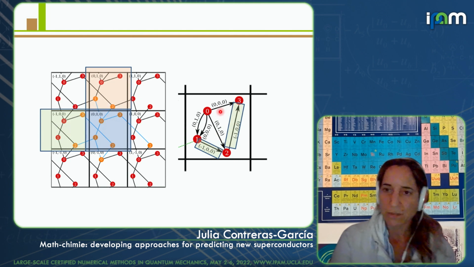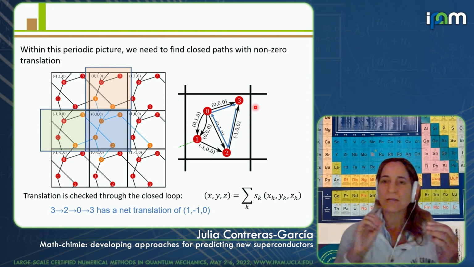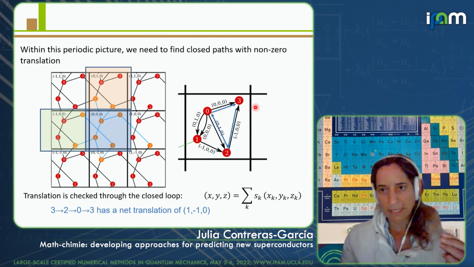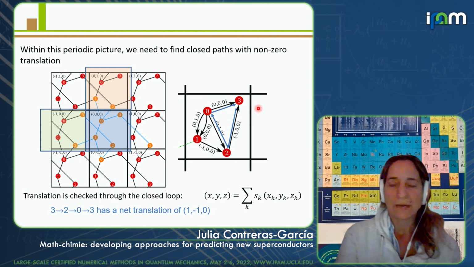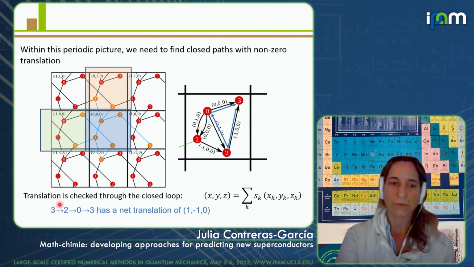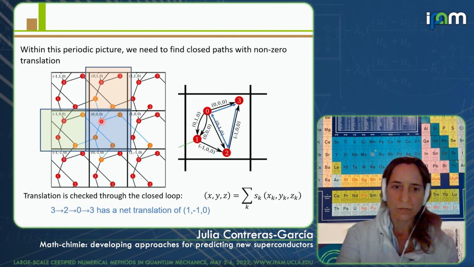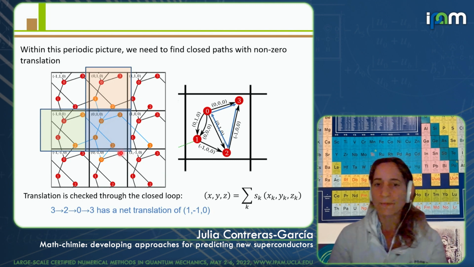And actually, that's the first part of the algorithm. Now we need to check that it is connected to a translated cell, and now the translated cell is within the cell, we need to look for loops within this cell. And for that, since we have the attributes, we just need to check by summation of these vectors that we have indeed translated to another cell. In this case, for example, going from 3 to 2 to 0 to 3, we have a net translation of 1, -1, 0.